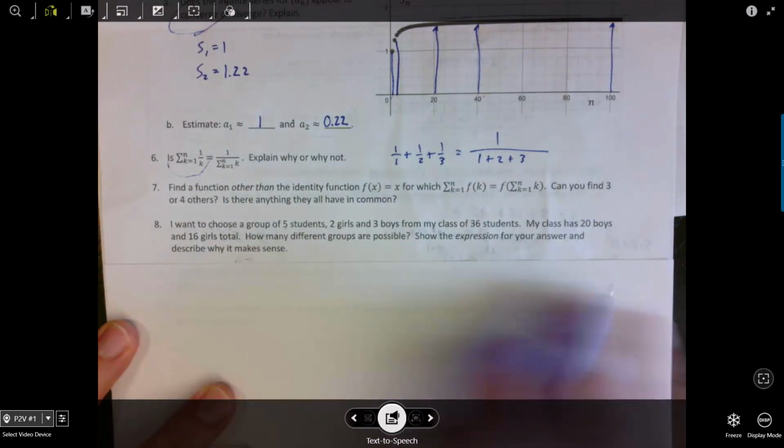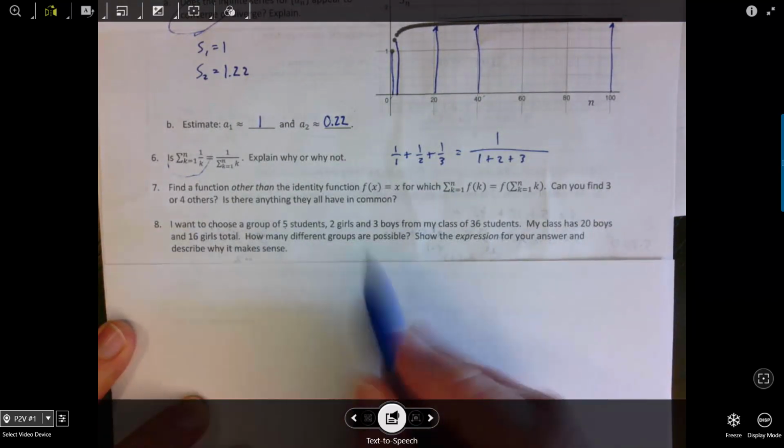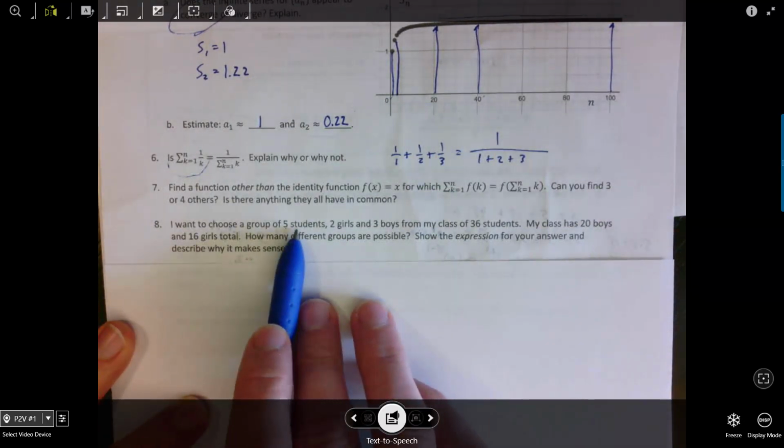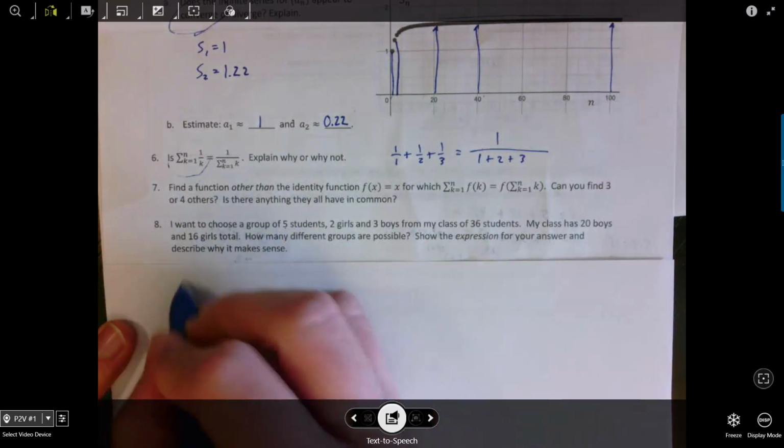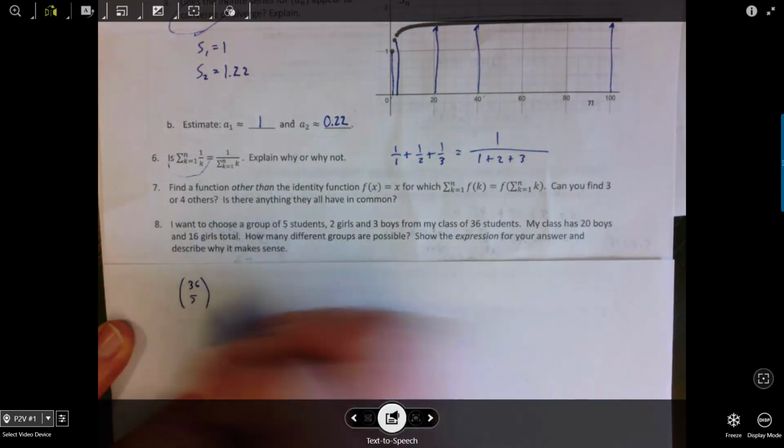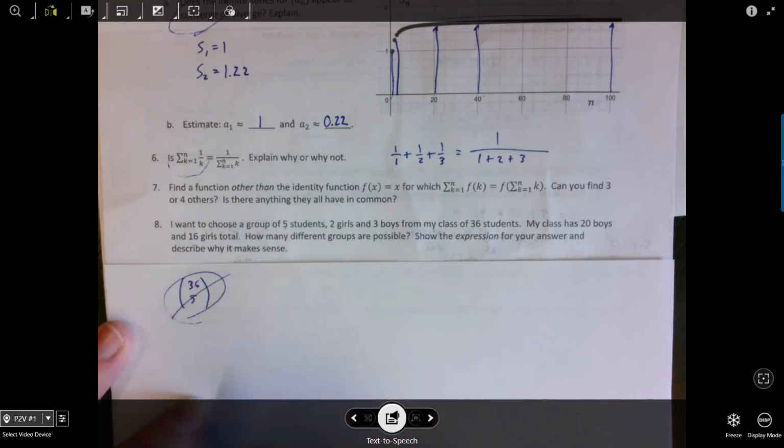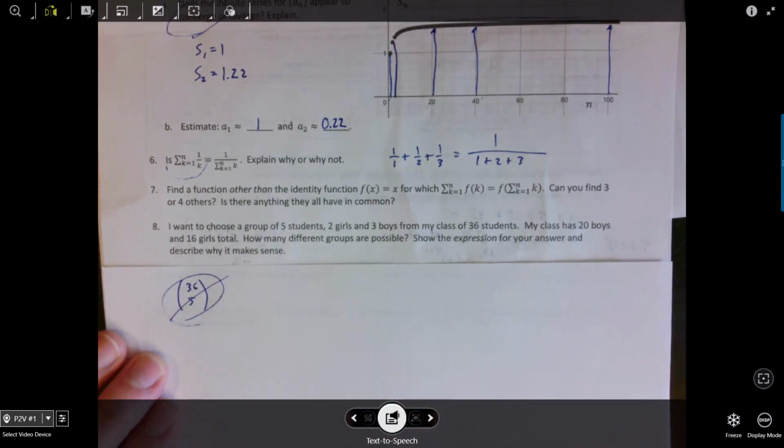There's some constraints, though. So some wrong ways to answer this would be to say I'm choosing 5 people and I've got 36 students, so let's do 36 choose 5. And the reason that's wrong is because that doesn't include the constraint of how many girls and how many boys.